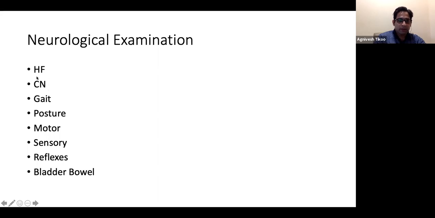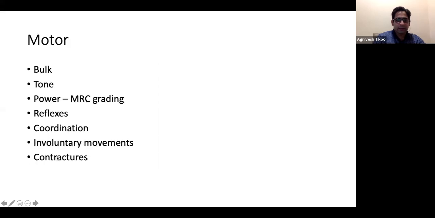Cranial nerves: if you have an upper cervical or a craniovertebral junctional problem, which will not come to you at the undergraduate level, only at the postgraduate level, then you need to examine the cranial nerves in detail. Gait, again, we have discussed. Posture comes in inspection. So now we are left with these three things, which are the motor, sensory, and reflexes.